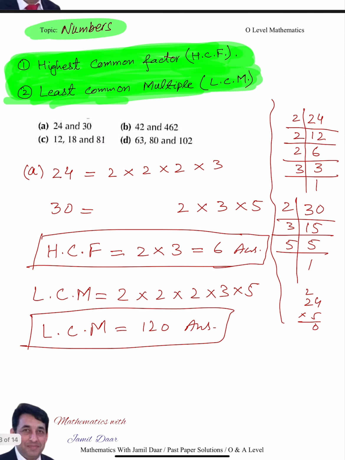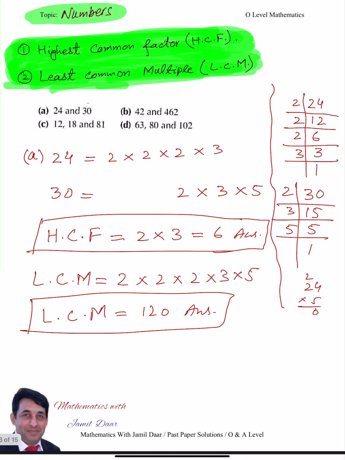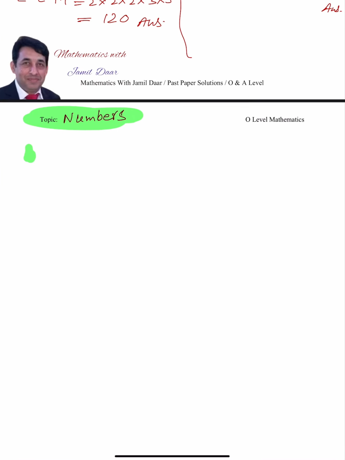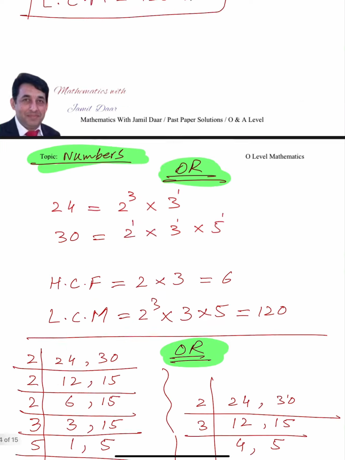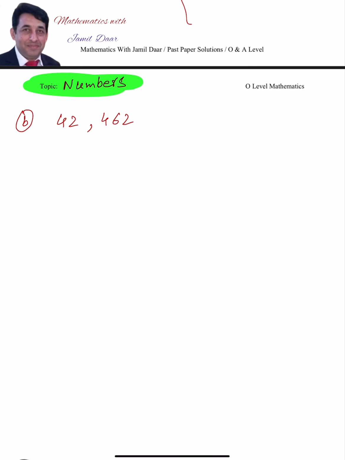So the next question is 42, 462. I think the video will become too long, so we'll do two methods, two questions only. This is 42, 462. Part B is 42, 462. Let me confirm it once again. 42, 462. Okay, so we'll use the first method.